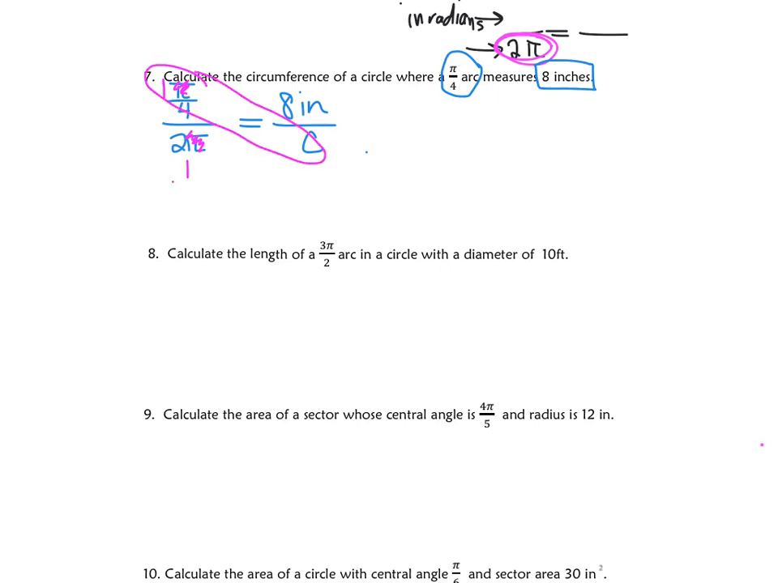I am going to get 1/4 times the circumference equals 16. I'm going to leave the units out until the end. Now, to get C by itself, I would multiply both sides by 4, and C is going to equal 64 inches.